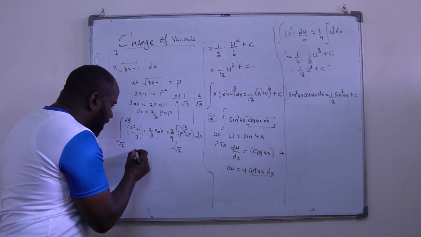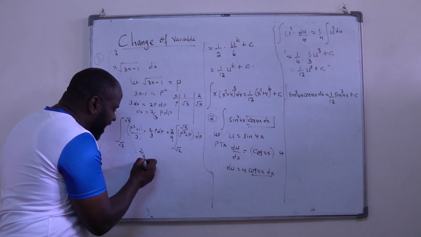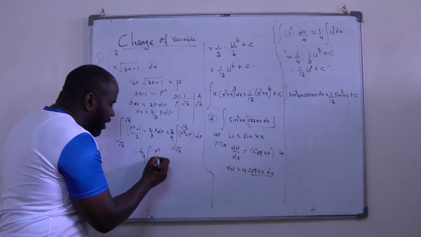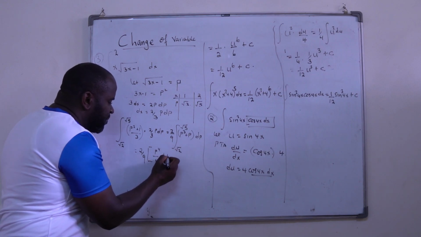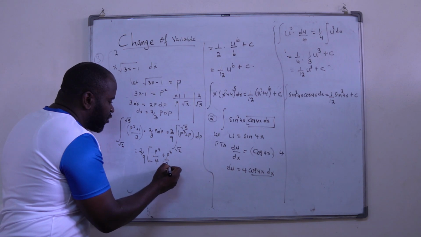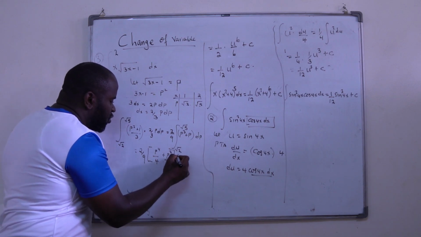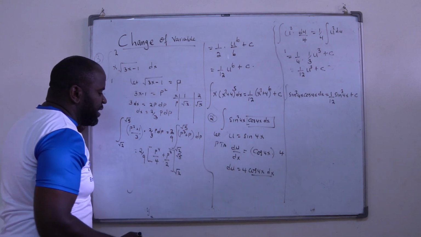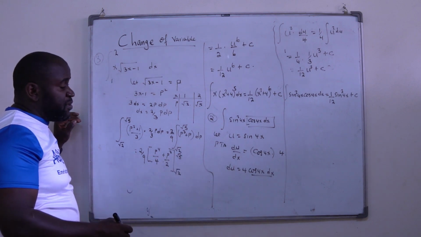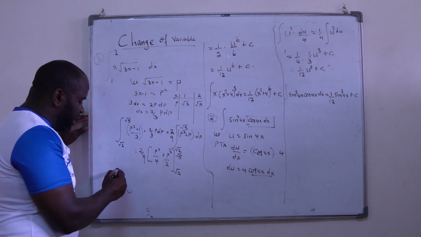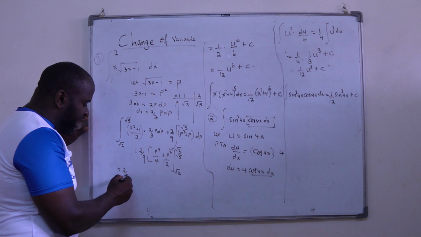So when you integrate, you will have 2 out of 9 into brackets p power 4 out of 4 plus p to the square out of 2, and all this is integrated from root of 2 to root of 5. Remember we said it's okay if we do not put the constant, because we know after subtraction the constant will die out. So the answer will become 2 out of 9 into brackets.